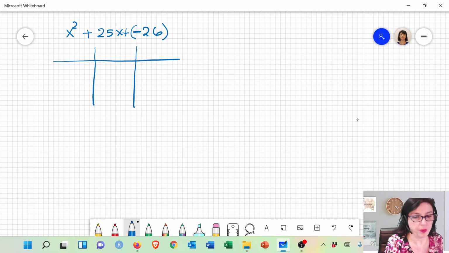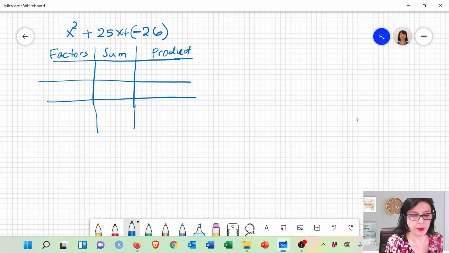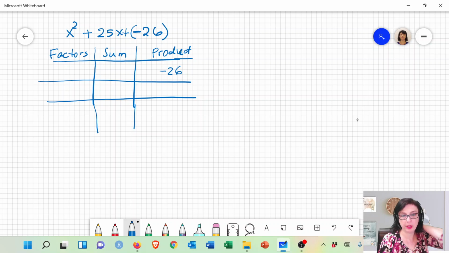All right. So over here, there's going to be factors. Over here, there will be the sum. And then here would be the product. So why things are more difficult here is that you have a negative number. So you need to find pairs of numbers that would multiply to negative 26. So there's going to be more possibilities, right? If the positive case is easier, the negative case is not, because you can have other possibilities here.